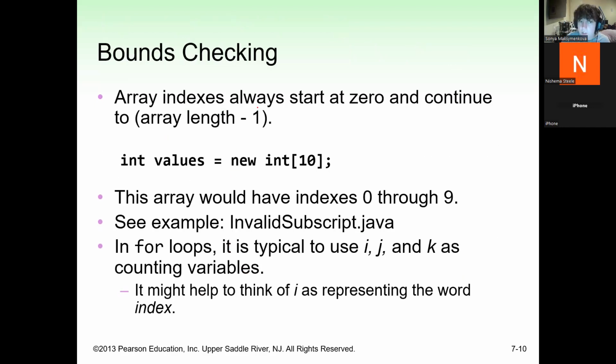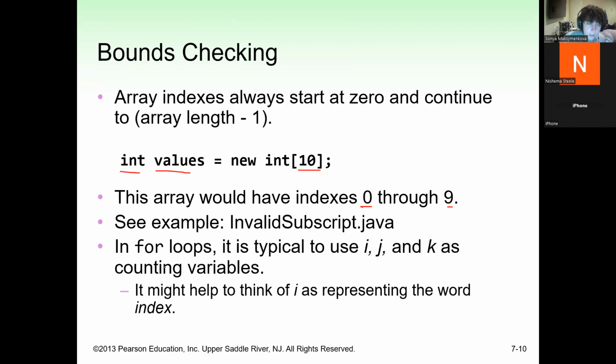As I said before, your index will always start at 0. So the first element will have an index of 0, and the last element will have an index of your array length minus 1. In this case, we have 10 elements, right? We are creating an integer array called values that is going to have 10 elements. However, the last index is going to be 9 because 10 minus 1 equals 9. So your last index is going to be 9 and your first index is going to be 0.